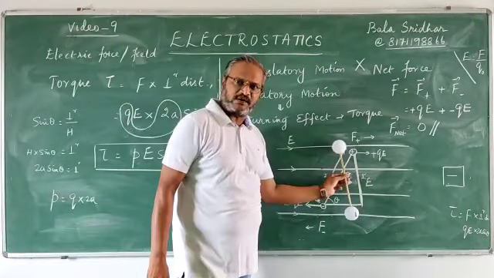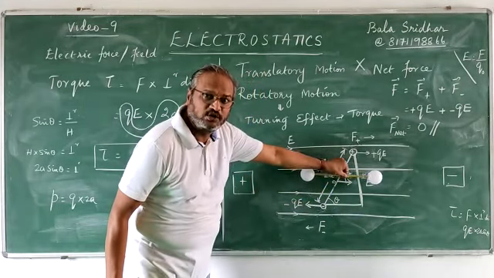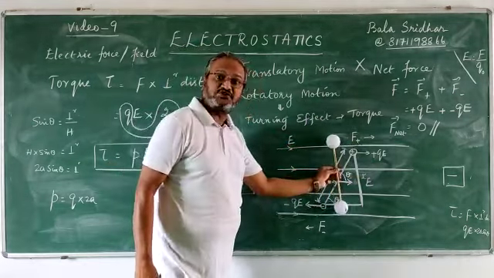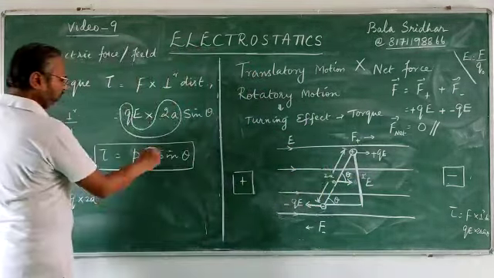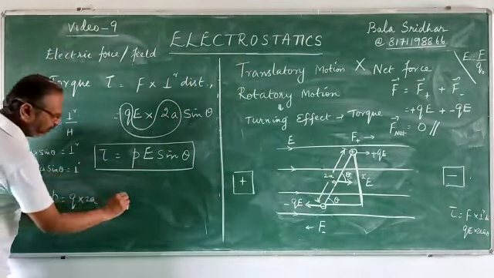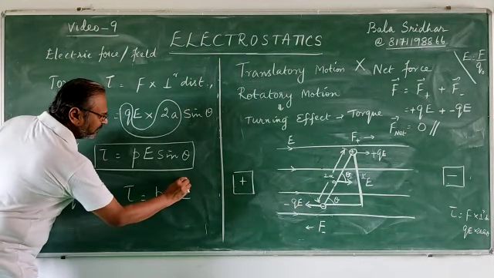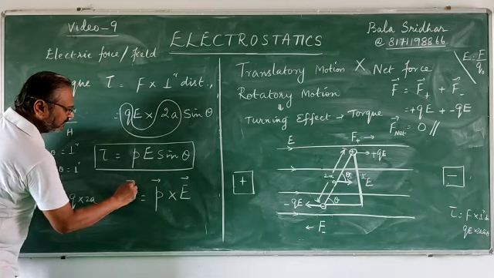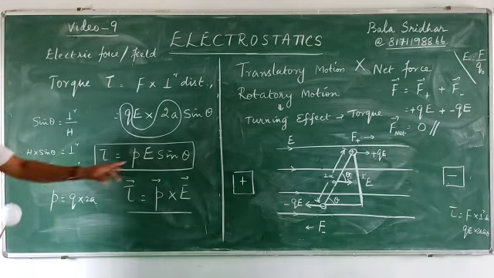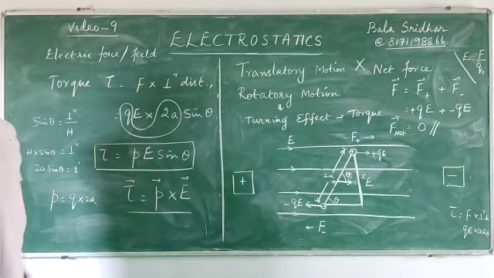Place it like this now. You move it, theta goes on changing, and then theta becomes 0. When it is 0, it is in a stable state. When it is here, it is an unstable state. Fine. Now the formula is tau is equal to PE sin theta. In vectorial form, tau is equal to P cross E, where all these factors are vector quantities, right? And it is a vector product because the angle theta, sin theta requires direction.